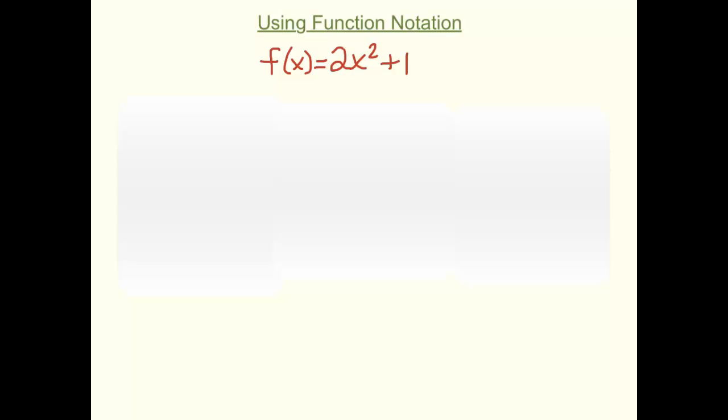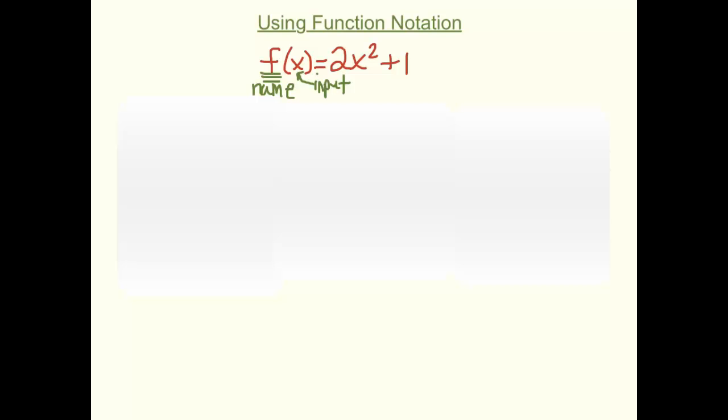F is what I'm going to call the function. Sometimes I use a letter G, sometimes I use H. It depends on what I feel like. X is the input variable. Okay, that's what I'm going to be plugging into. Sometimes I use X, sometimes I'll use T if the variable is representing time.